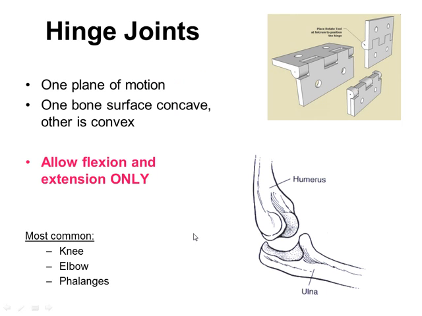Okay, so a hinge joint goes in one plane of motion. Basically, all it does is allow you to flex and extend. So, flex, extend. Or your fingers, flex, extend. Your leg, flex, extend. Just one movement. Common ones are your knee, your elbow, and your phalanges, which are your fingers. So those are hinge joints.